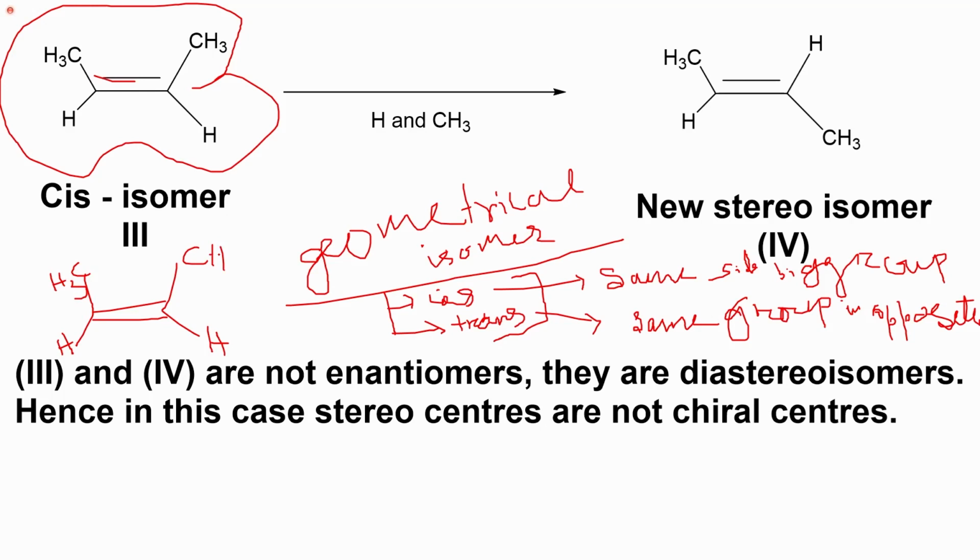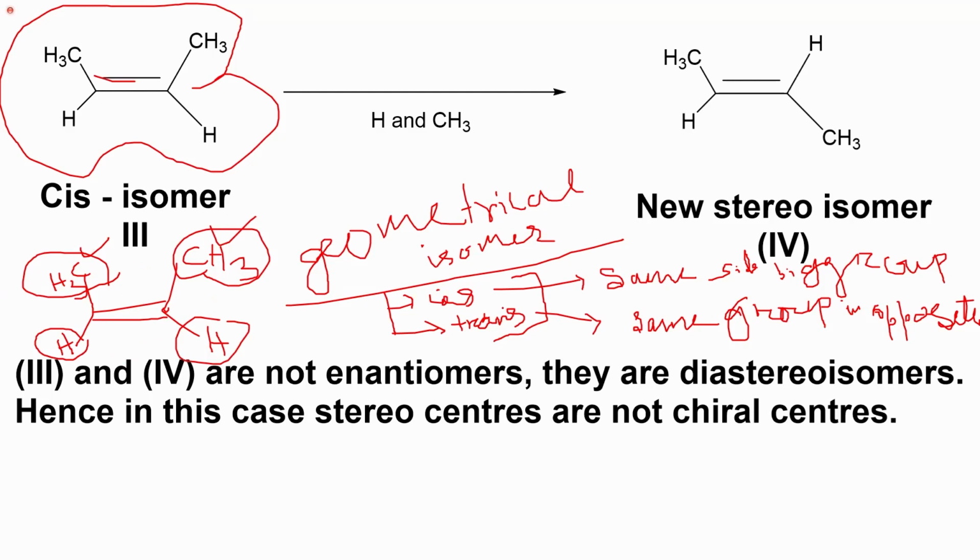Now, if you see the whole molecule clearly, you can see this carbon has two groups attached. One is the CH3 group, another one is the hydrogen. This carbon also contains two groups: one is the CH3, another one is the hydrogen. Now the two CH3 groups are on the same side. See, the hydrogen is on the same side, CH3 also on the same side.